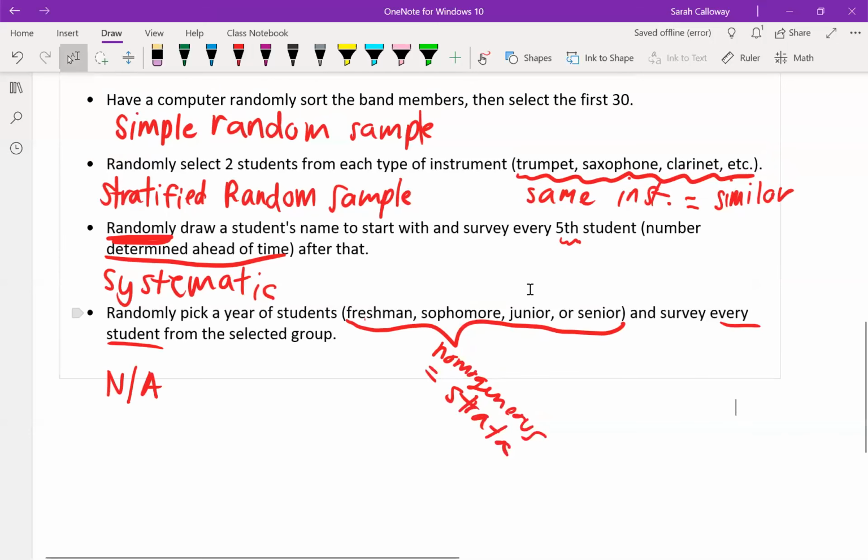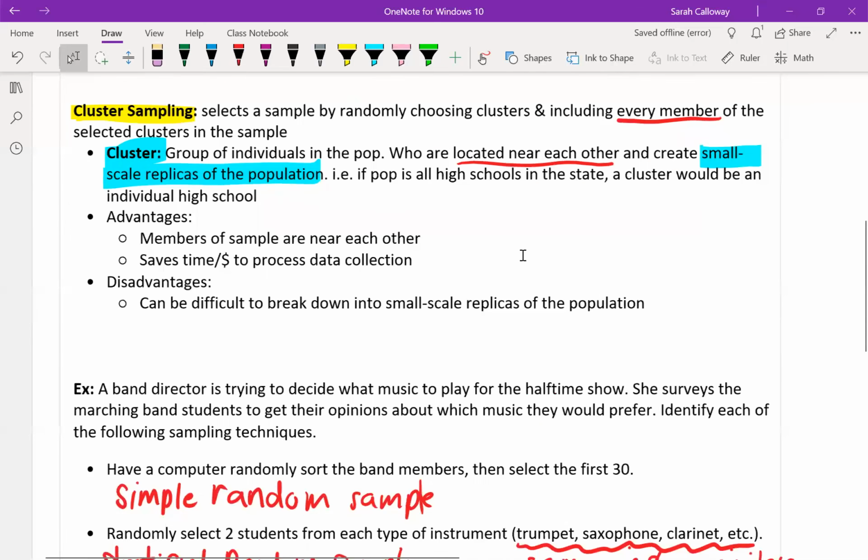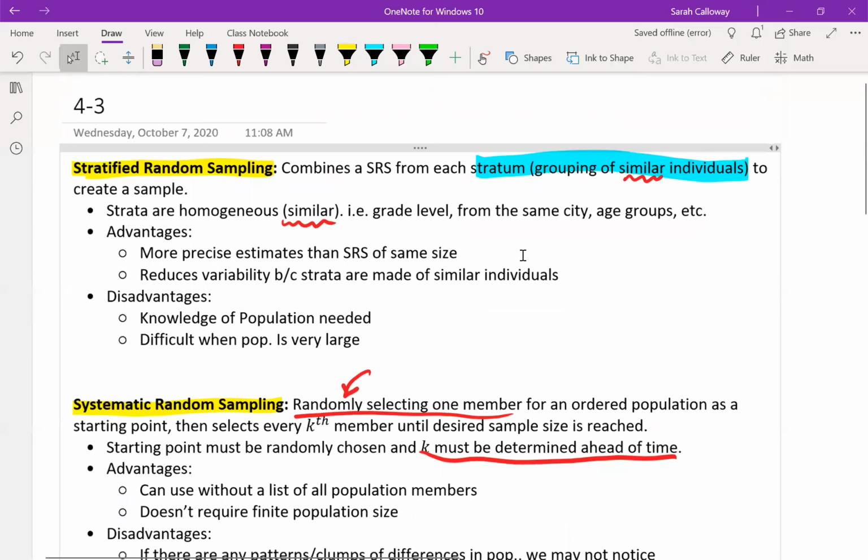Okay, so remember that you want to make sure you have the advantages and the disadvantages listed for each of the 3 sampling methods on your notes, because there are quiz questions that just ask you which of the following is an advantage to this.